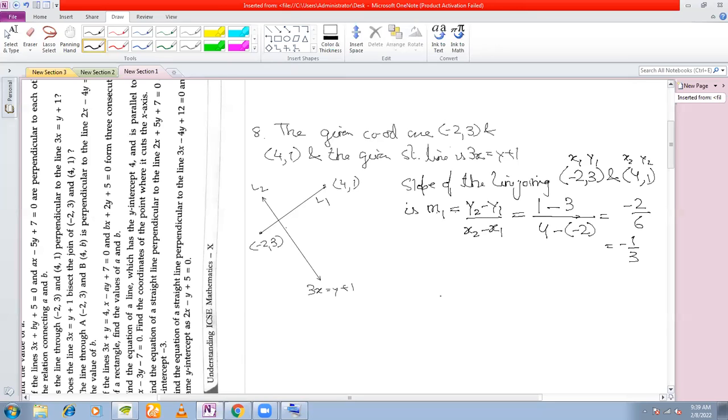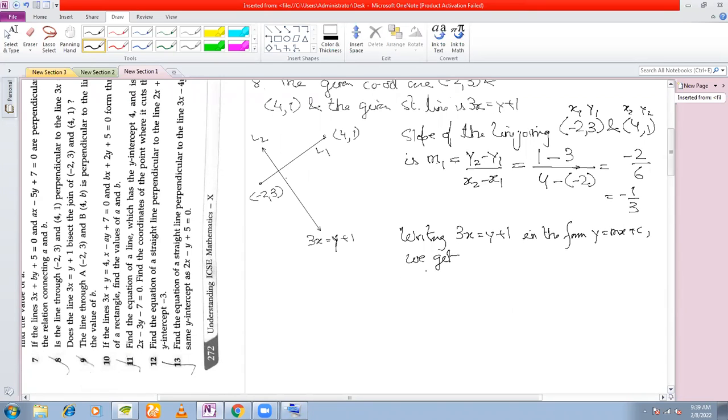Okay. Now what about the slope of the line L2? You don't know the points on this line, but you know the equation of the line, right? So writing 3x is equal to y plus 1 in the form y is equal to mx plus c, we get 3x minus 1 is equal to y, right?